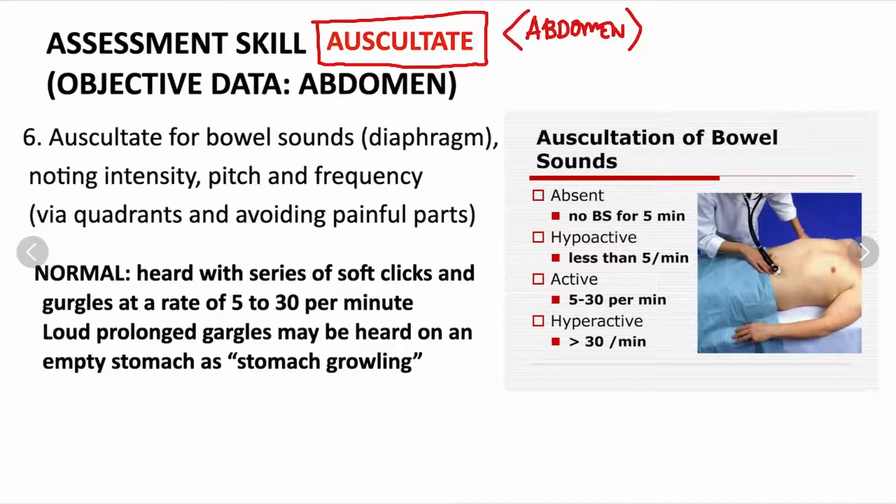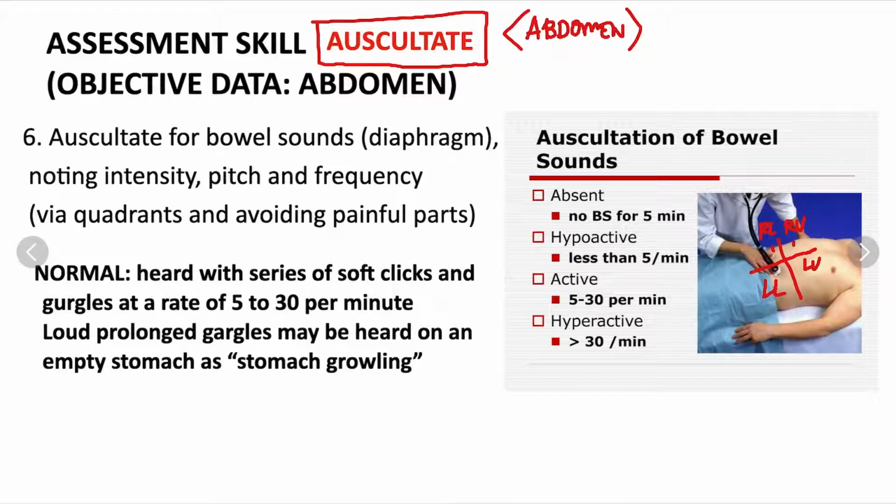So next, step number 6 is auscultate bowel sounds with the diaphragm. Okay, so note the intensity, the pitch, the frequency. So usually we auscultate it by quadrants. Sir, where will we start? So you could start with the right lower quadrant of your patient. You could compare it, then start with the other side. Okay, so start with right lower, and then right upper, and then go to left upper, and then left lower.